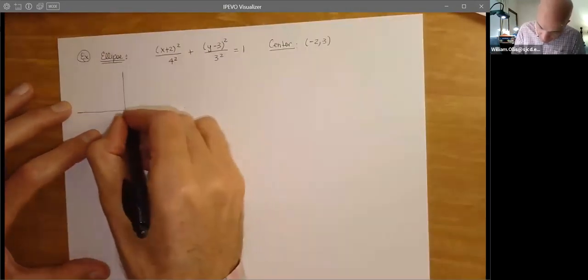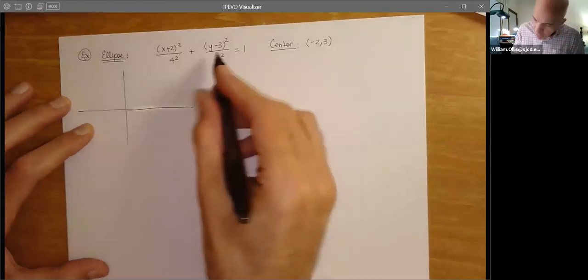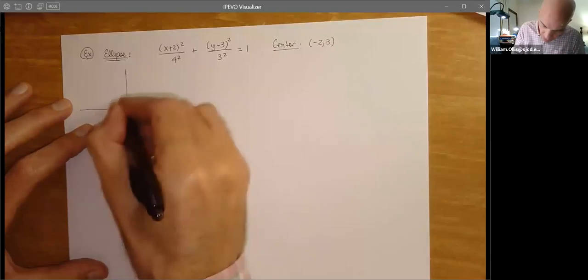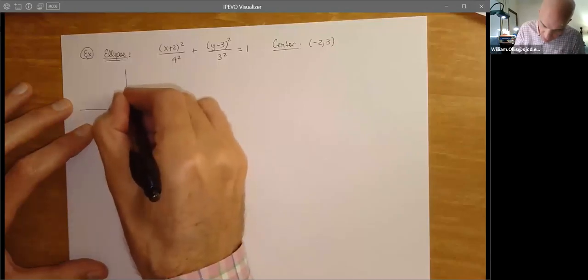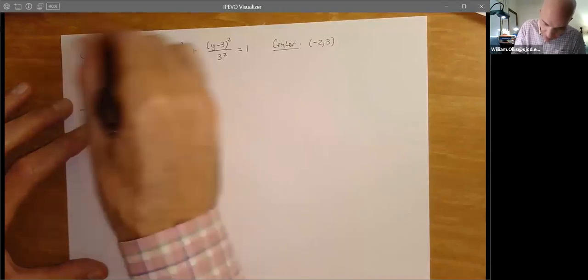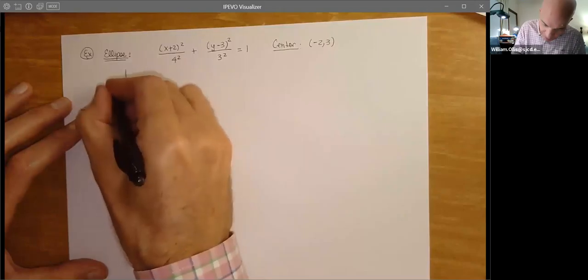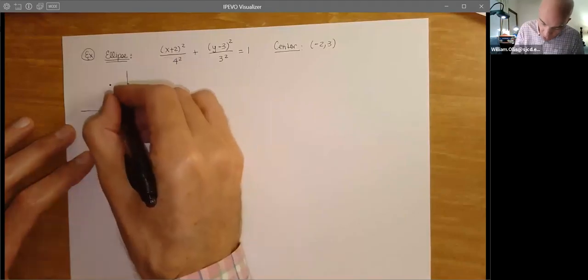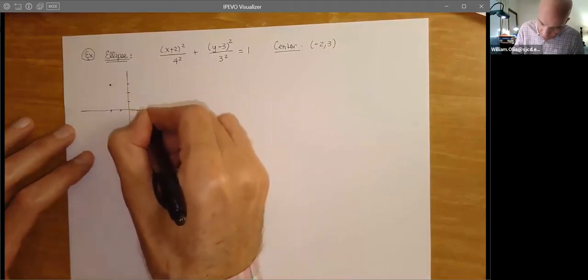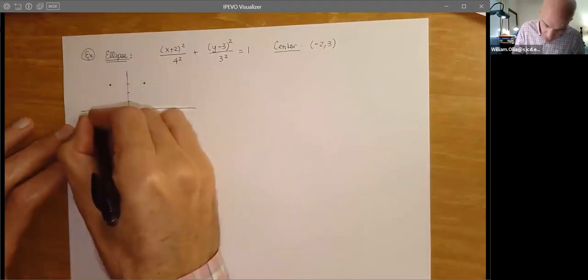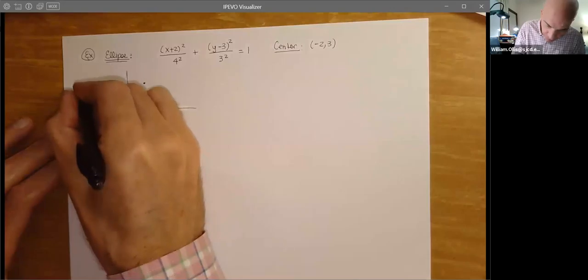So we have 4 and 3, the major axis of length 8. So 1, 2, 3, 4. Oh, and I need to go ahead and move. Before I do this, let me just go ahead and move to the center. So we have a center of negative 2, 3. So let's say negative 2, 3, 1, 2, 3. So of course my ellipse is going to be up here in the writing. Sorry, I just should have moved it down a little bit, but we'll survive.